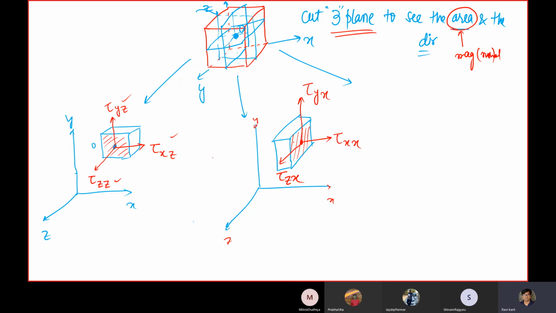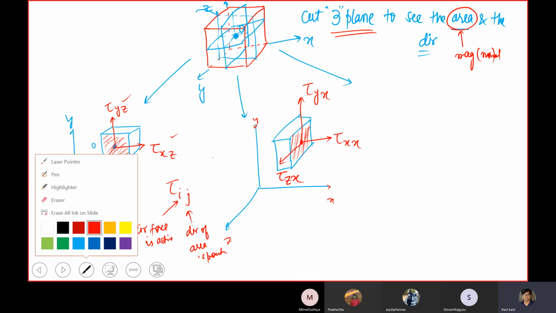What is the area? The area is pointing in the x direction only. This is the normal direction. Here the normal direction is the z direction. So in ij, the first index is the direction in which the force is acting, and the second is the direction to which the area is pointing. This is a thumb rule you can use.